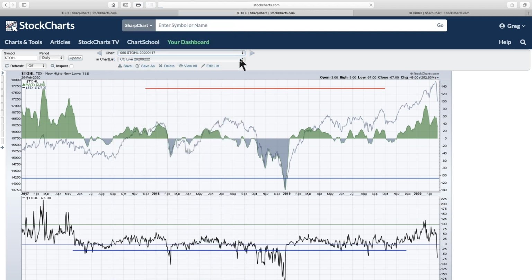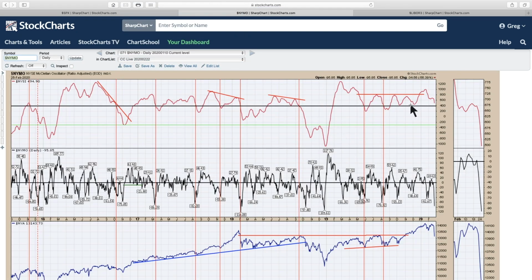A couple more things to look at here is the McClellan Oscillator. It is rolling over from a very high level. I will point out that as long as this 400 level holds, we're probably more inclined to turn back up and the market will at least jog sideways. What happened in September, October 2018, we were up at these levels, and then when we broke through the 400 level decisively, that's when the rainfall started.